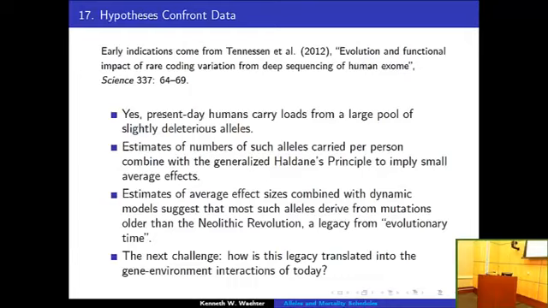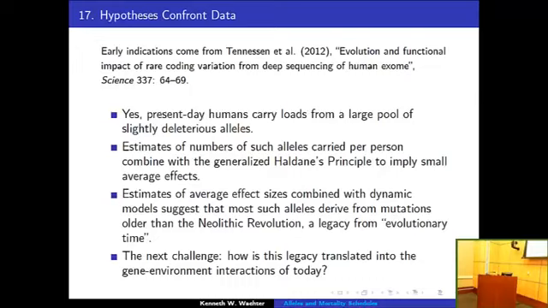There's a lot coming. One of the major studies in science on senescence, and a number of other studies, looking at the genome, are giving good encouragement to this picture. So we can say yes, present-day subjects from European and African populations are being found to carry loads from a large pool of slightly deleterious alleles. Yes, the estimates of numbers of alleles combined with Haldane's principle imply small effects on average, allele by allele, accumulating into substantial aggregate effects on fitness over evolutionary time.